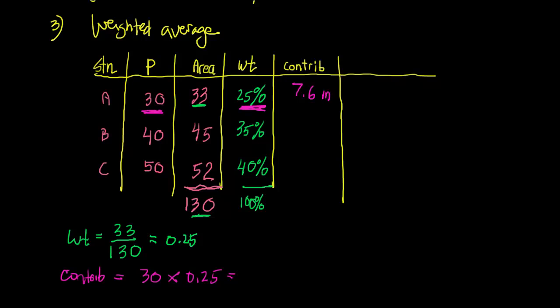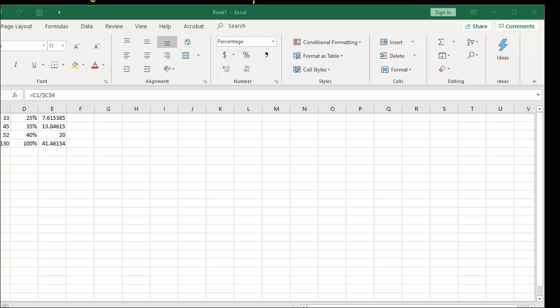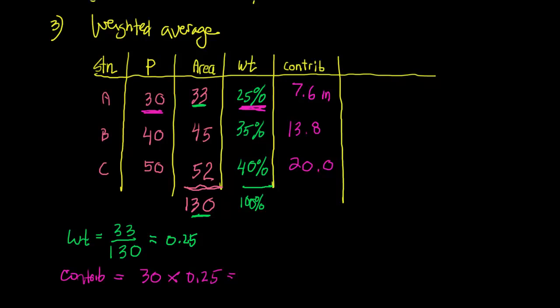And we're going to do the same thing for Thiessen polygon B and C. And finally, we're just going to sum up those contributions to get our final answer, which is the weighted average precipitation over the watershed. So I'm going to sum up 20, 13.8, and 7.6. And I get the weighted average, and this is my final answer here, of 41.4 inches over the entire watershed. And that's really the best estimate of the average precipitation over the watershed.